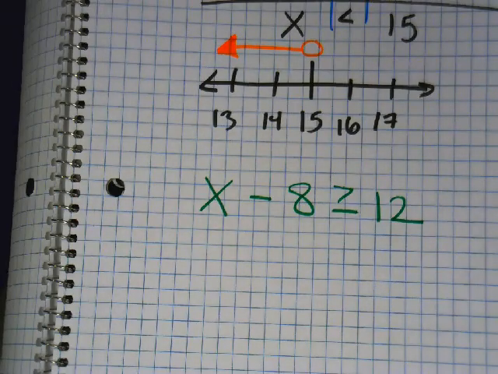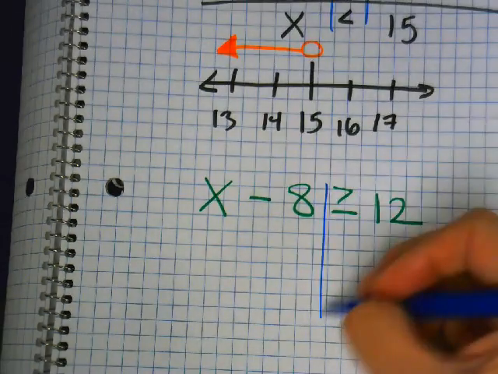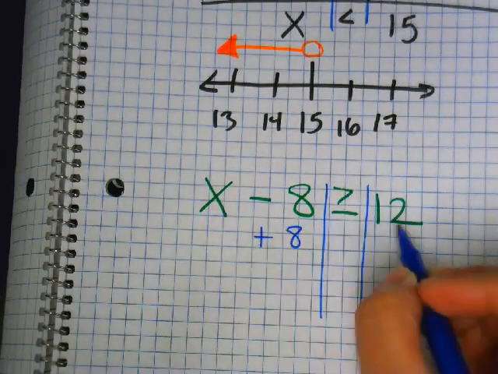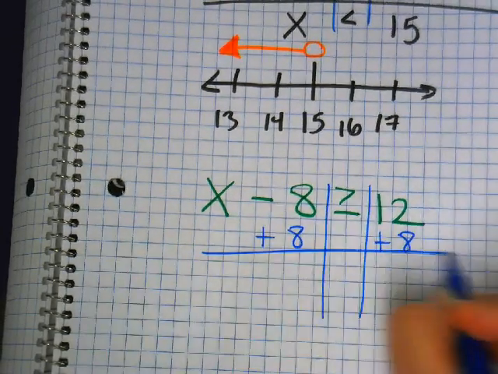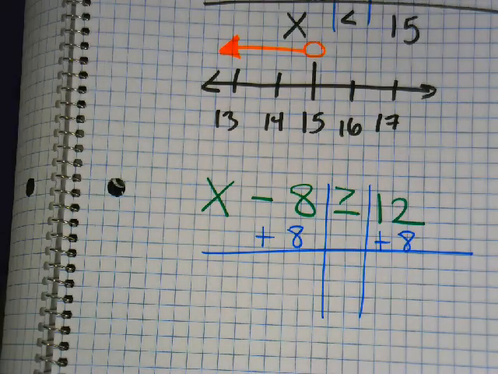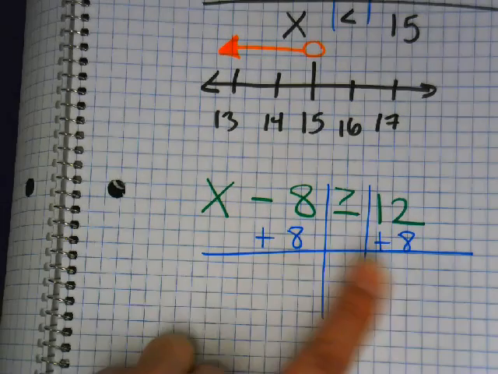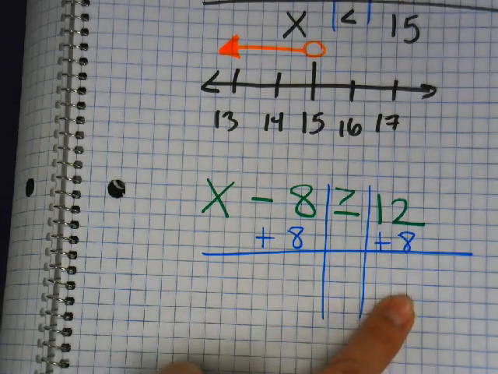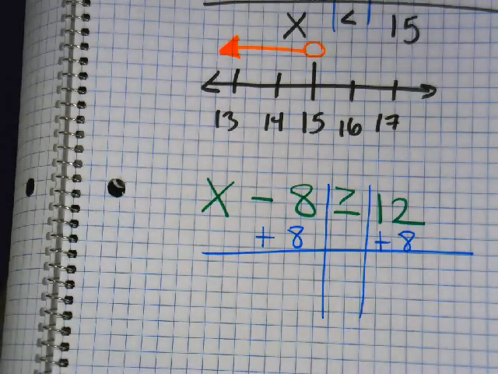So 8 plus 12 is 20. Yeah, it's 20. Because what do we do? We add 8, right? We're good with that, right? Everybody added 8, just one 8.